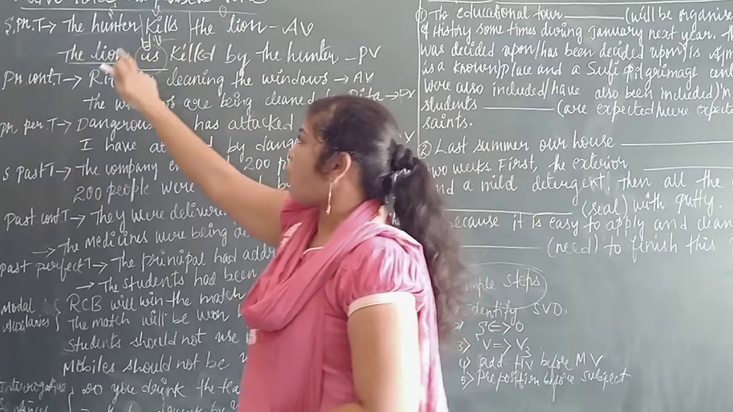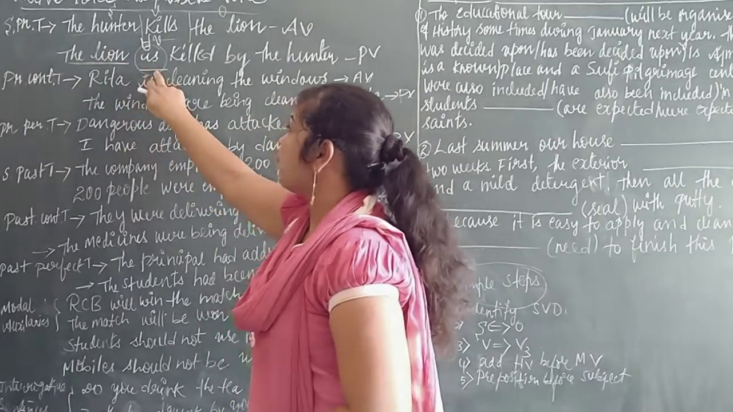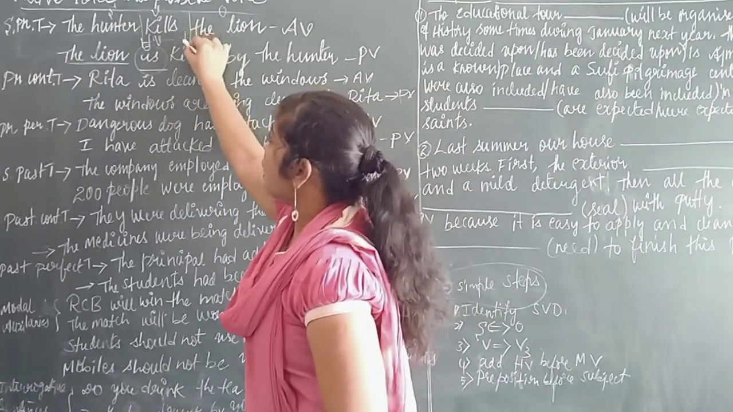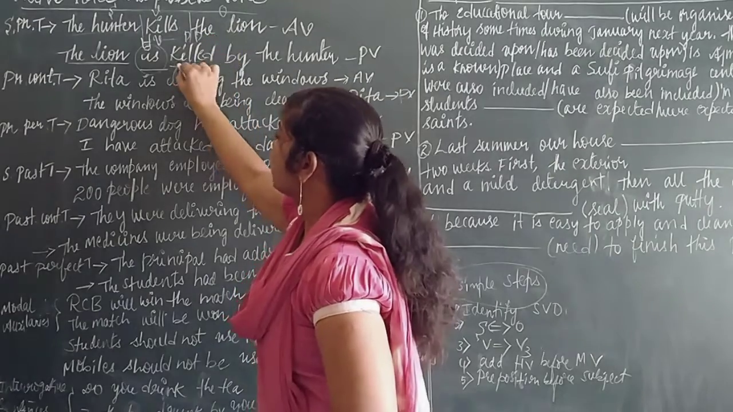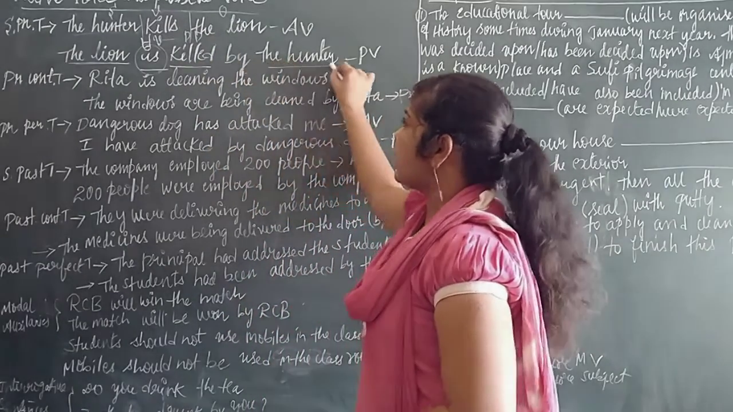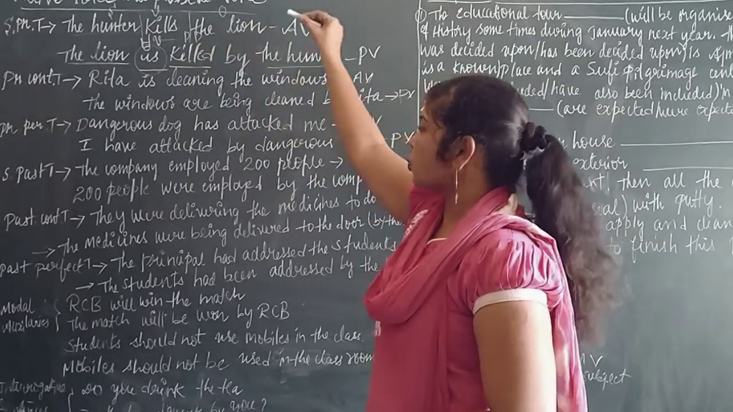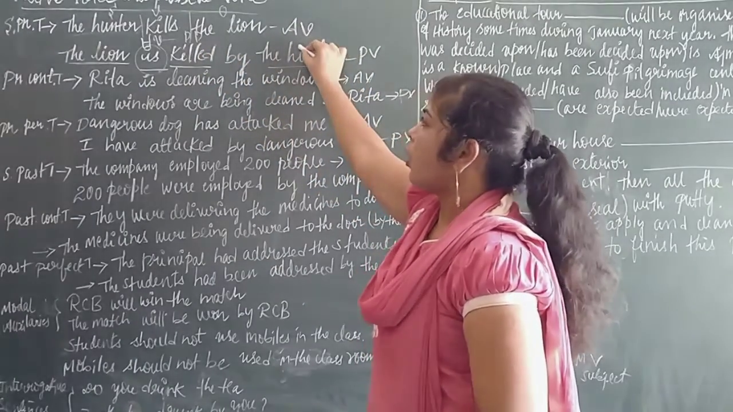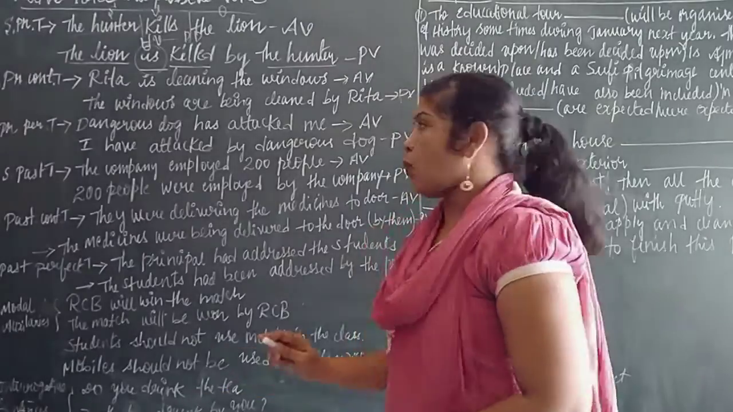So, it is in the form of a subject and again a helping verb followed by the past participle form of the given verb. Then you will have an agent by, and finally the subject of the active voice will become the object of the passive voice.